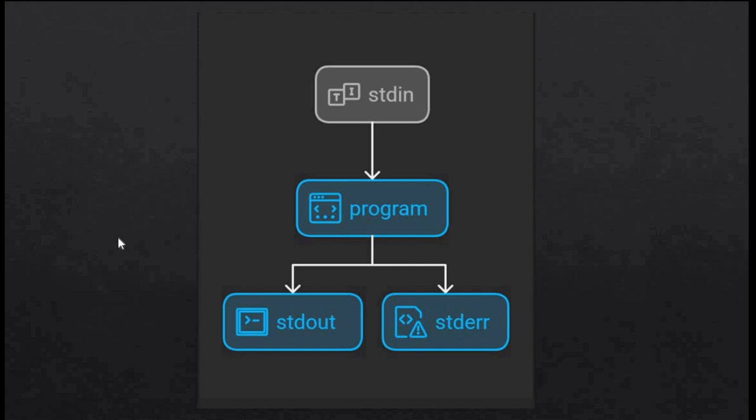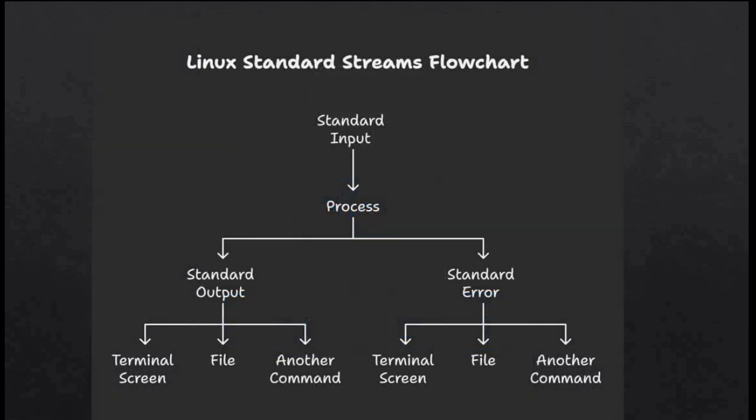Now I want to show you a visual so we can see this flow with standard in feeding into a program or command, and that command then having standard out and standard error. And you can see that here in this flow chart. Now here's another diagram showing the flow. You have standard in coming into a program or command, and then the standard out or standard error coming out as a result. And both of those streams may be directed to the terminal, which will be the default, or to a file, or to another command through the pipe.